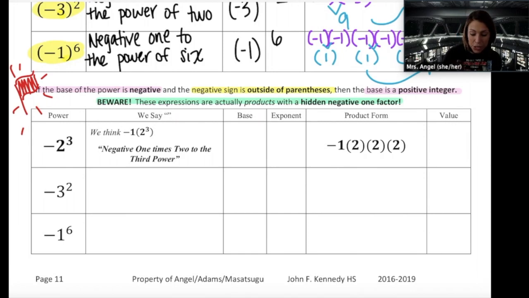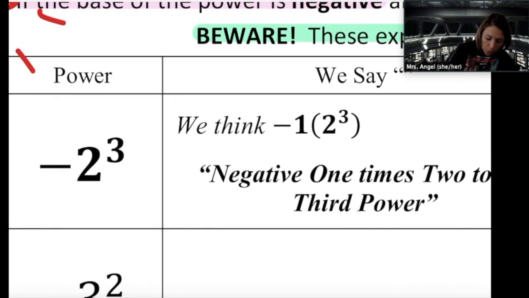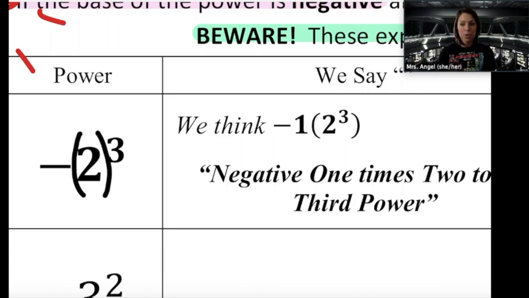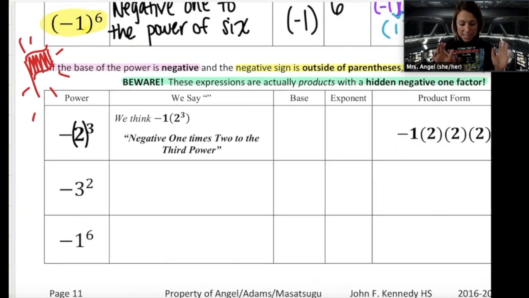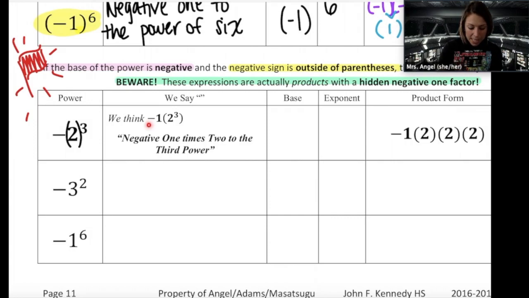So here's what you can do to make this a little bit easier: you can put in parentheses, but you have to make sure not to include the negative. So I would draw some parentheses, but just around the 2. You can put them in there, but exponents are very particular. They only affect or are tied to what they're directly connected to. If that negative isn't in parentheses, that negative is not part of your power. So here's what this actually means. It actually means negative 1 times 2 to the power of 3.